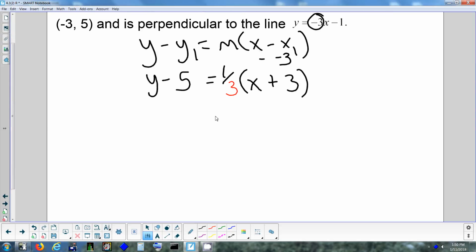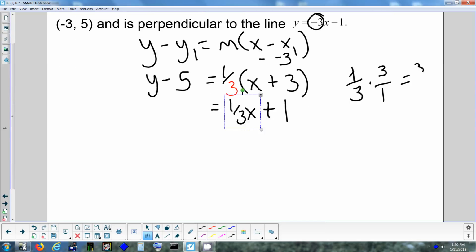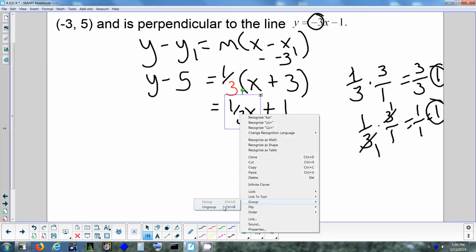Madison, what do we do now? Now you're going to distribute the 1/3. 1/3 times x. What do you get? 1/3 x. Yeah, I agree. And then 1/3 times 3, which is 1. I saw some people make that mistake. Remember, if I wanted to do this, it'd be 1/3 times 3 over 1. We can do it two ways. We just multiply straight across: 1 times 3 is 3, 3 times 1 is 3, it simplifies to 1. Or we could cross cancel. That goes in once, that goes in once. It's 1 over 1 equals 1. Either way works. All right?